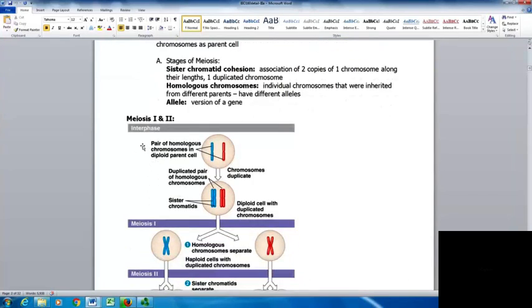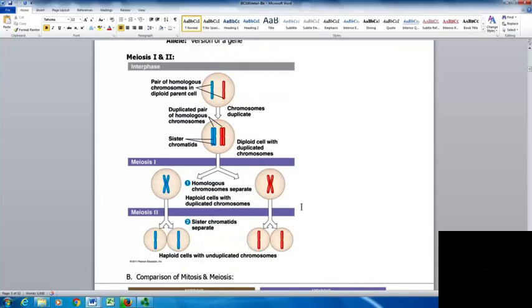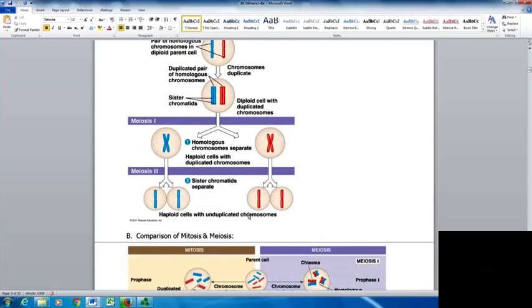So when we look at interphase, you're going to have your pairs of homologous chromosomes in the diploid parent cell. They're going to duplicate this pair of homologous chromosomes, and then you will have the sister chromatids paired together and the diploid cell with the duplicate chromosomes. During meiosis 1, the homologous chromosomes are going to separate. Here you'll have haploid cells with duplicated chromosomes. During meiosis 2, the sister chromatids are going to separate. Here you'll have haploid cells with unduplicated chromosomes.